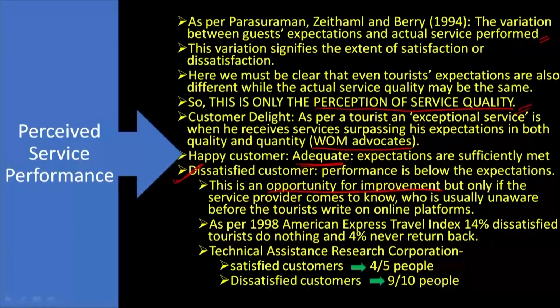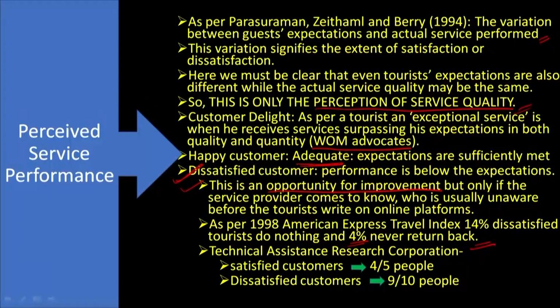Okay. Now, as per the 1998 American Express Travel Index, 14% of dissatisfied tourists do nothing. Okay, they simply do not do anything. They just are dissatisfied. They keep shut, but will they come back? No, they will not come back. Okay, and out of those 14%, 4% will never return. So, 4% is that market which the company loses if the company does not do this first point which I have told you, that it is an opportunity for improvement. So, this 4% can be stopped and can be converted to a loyal customer only if the company addresses their problem.